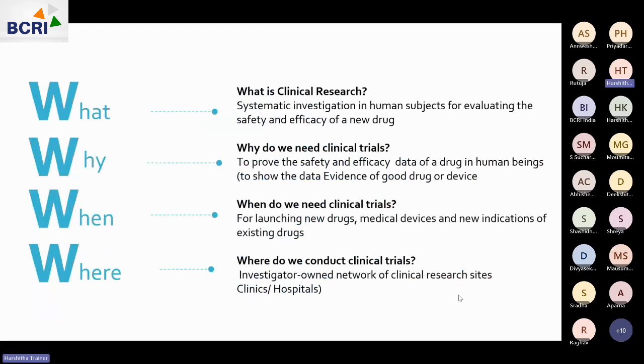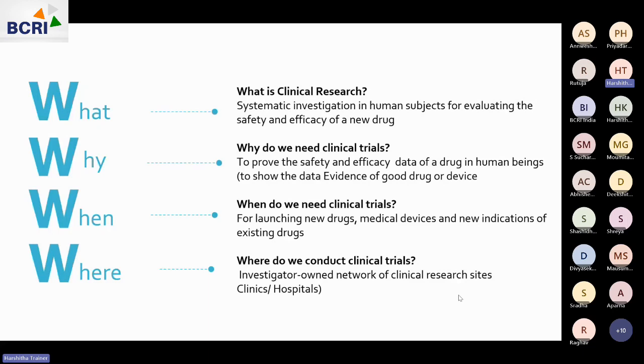Then we have 4 Ws: what, why, when, and where. So what is clinical research? It's a systematic investigation in human subjects for evaluating the safety and efficacy of a new drug. So you are going to see the safety and efficacy of the drug. Why do we need clinical trials? To prove the safety and efficacy data of a drug in human beings.